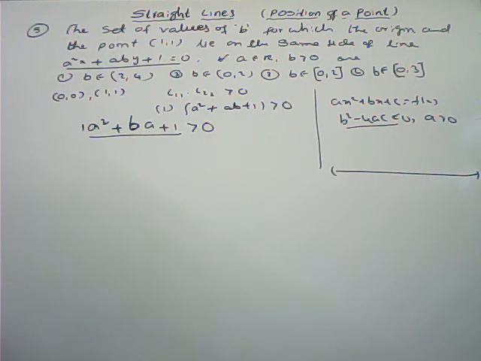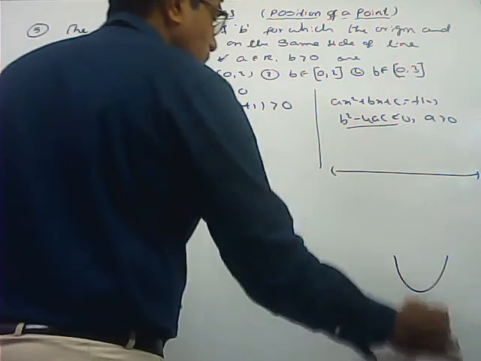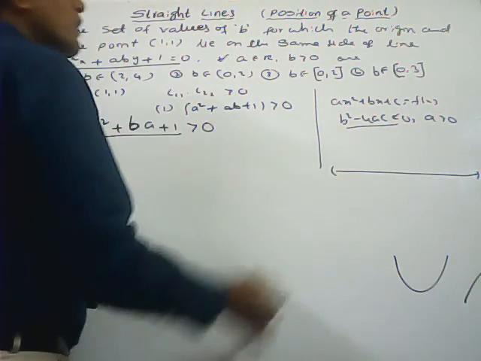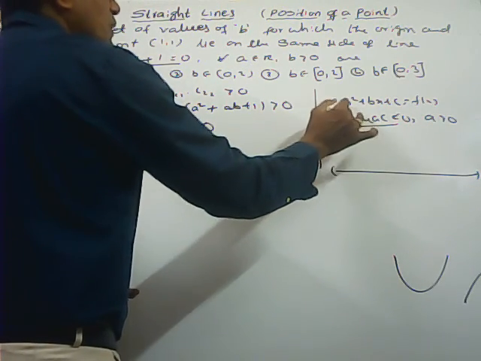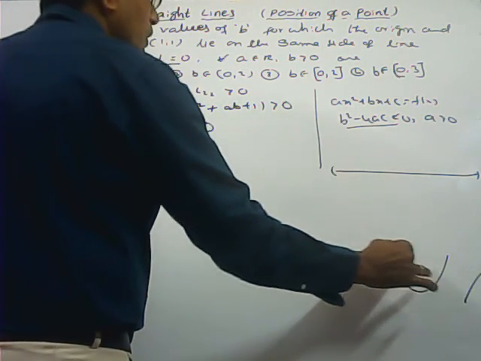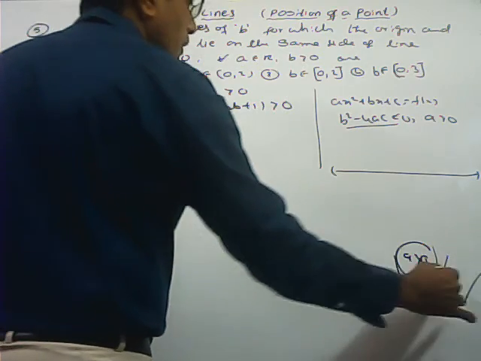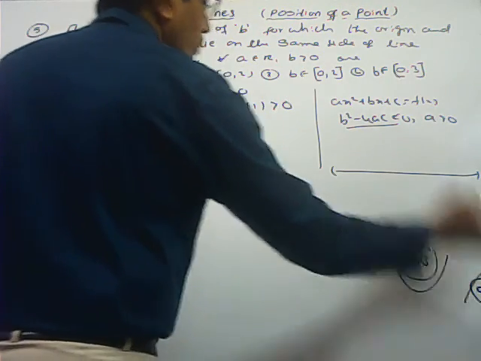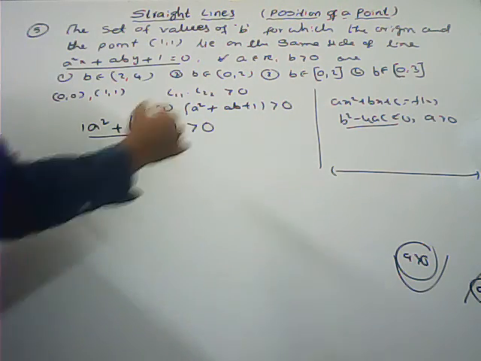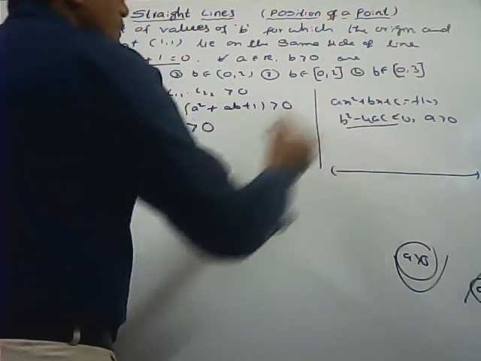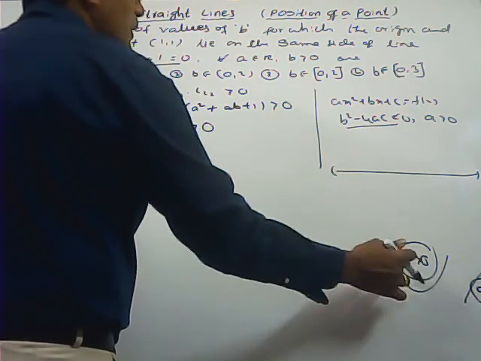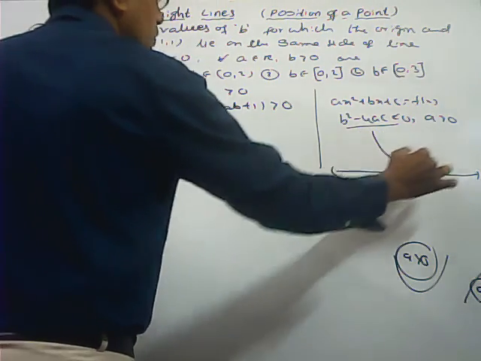f of x equals x square plus bx plus c always represents a parabola, either opening upwards or opening downwards. It depends upon the x square coefficient. If the x square coefficient is positive, it opens upwards; if negative, it opens downwards. And b square minus 4ac less than 0 means it never cuts the x-axis, and it opens upwards like this one.